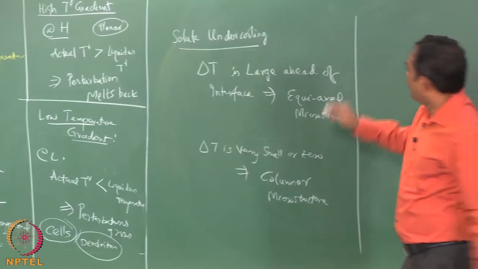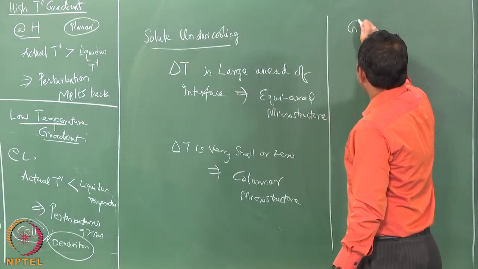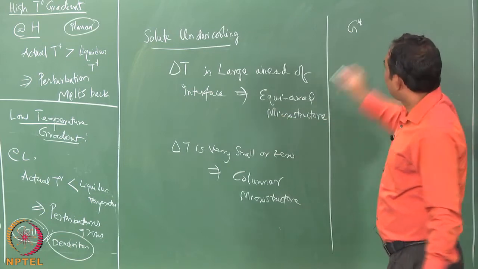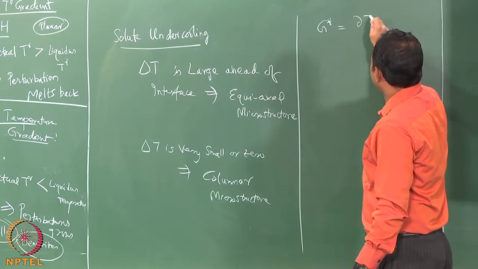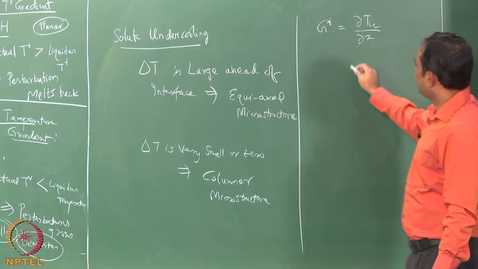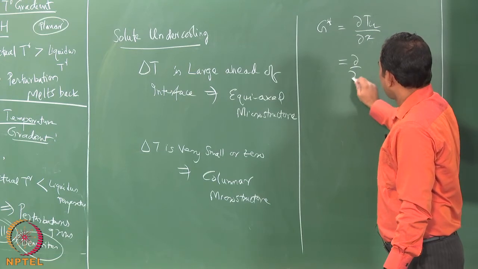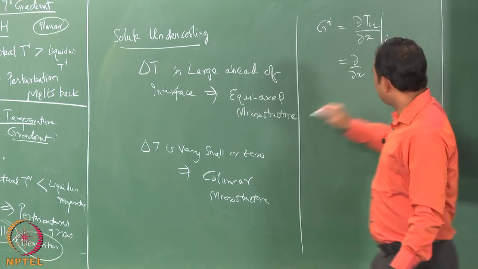Now, what we need to do is basically G star, and G star is nothing but the critical temperature gradient, and that means that it is the liquidus temperature gradient like this. T liquidus itself is known for us at the interface.